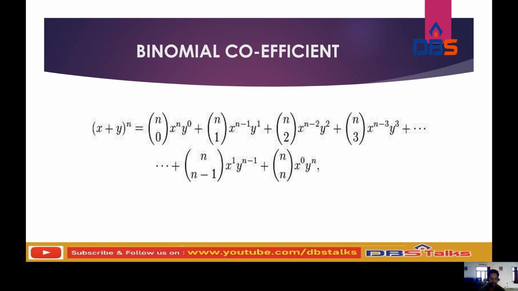Next, (x + y)^n equals C(n,0) x^n y^0 plus C(n,1) x^(n-1) y^1 plus C(n,2) x^(n-2) y^2 plus C(n,3) x^(n-3) y^3 plus and so on plus C(n,n-1) x^1 y^(n-1) plus C(n,n) x^0 y^n.